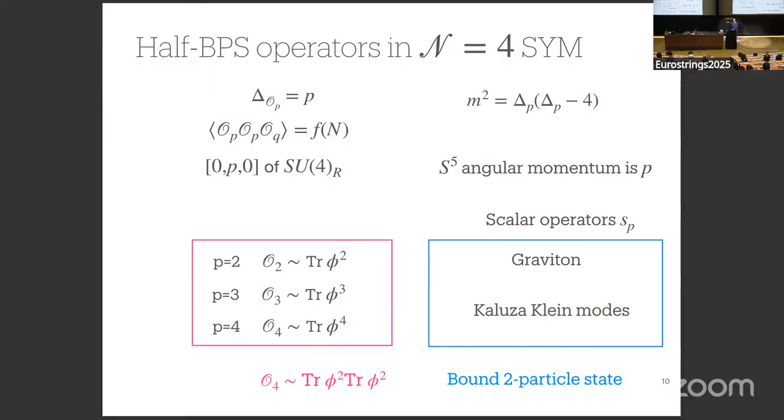Okay, so already in the half BPS sector, we have two options when we take large enough dimension. So we have the possibility of having a single trace operator or an operator dual to a single particle state on AdS, but we can also have a two-particle state. And those are the ones that I'm going to consider.